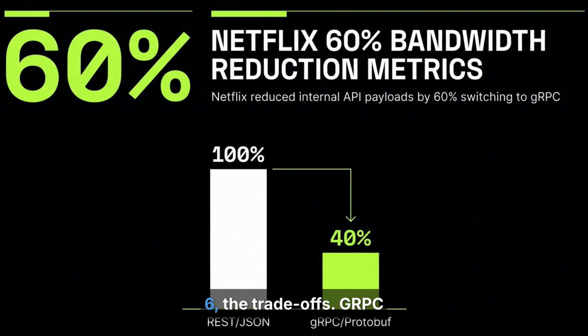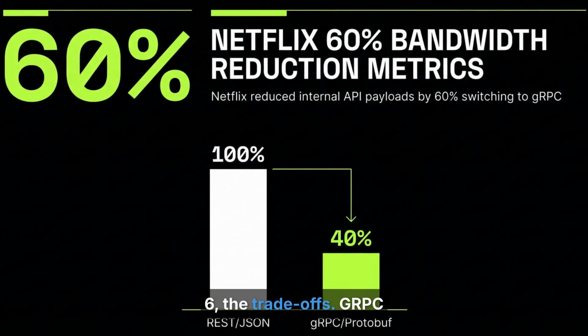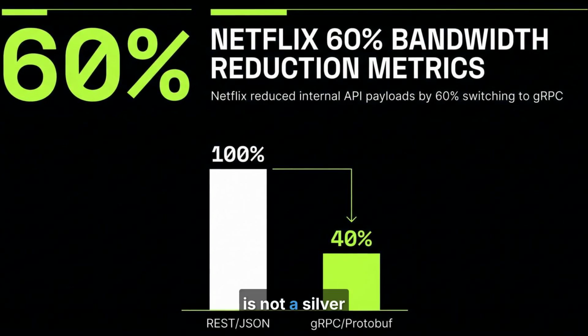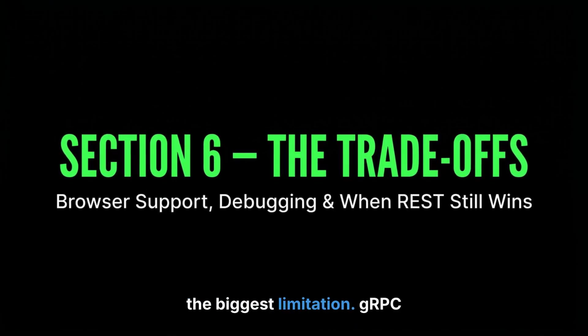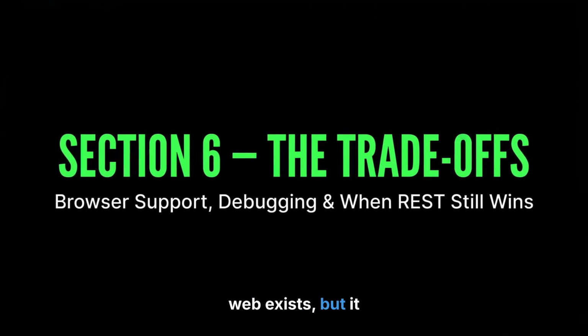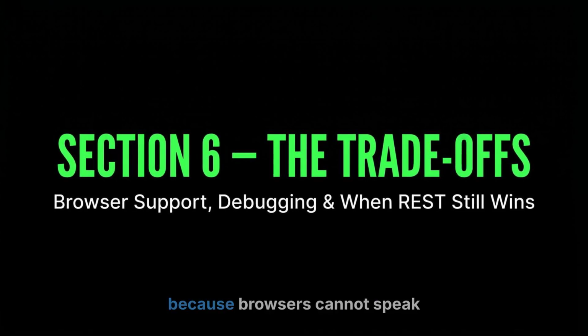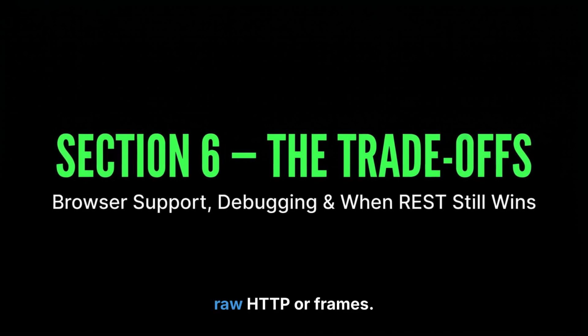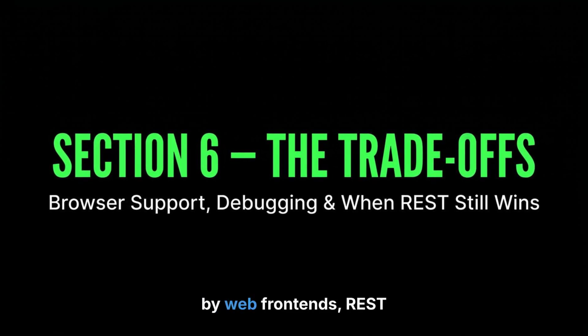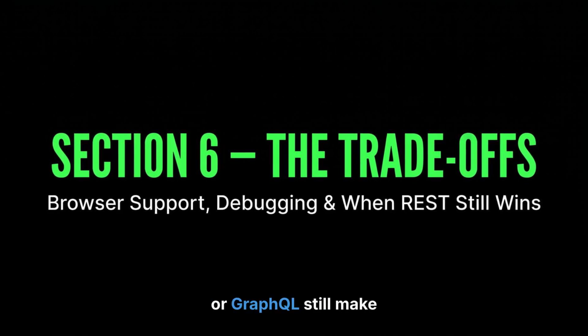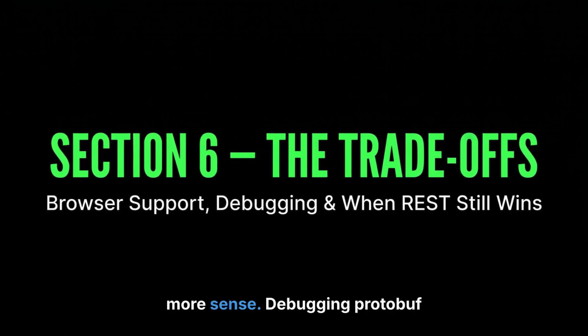Moving into Section 6, the trade-offs. gRPC is not a silver bullet. Browser support is the biggest limitation. gRPC-web exists, but it requires a proxy layer because browsers cannot speak raw HTTP/2 frames. For public-facing APIs that need to be consumed by web frontends, REST or GraphQL still make more sense.